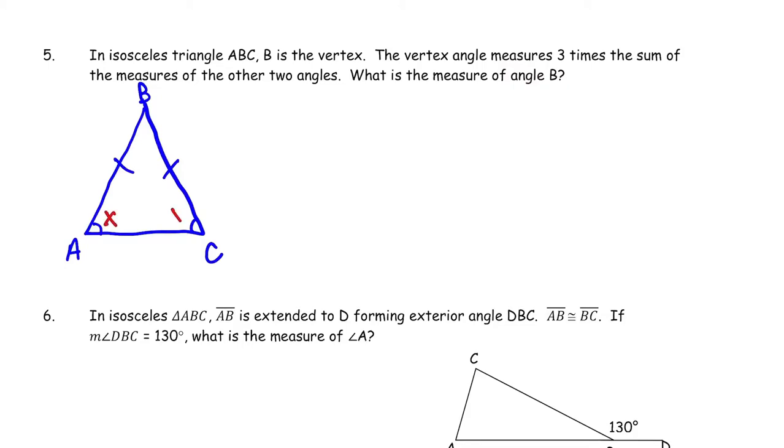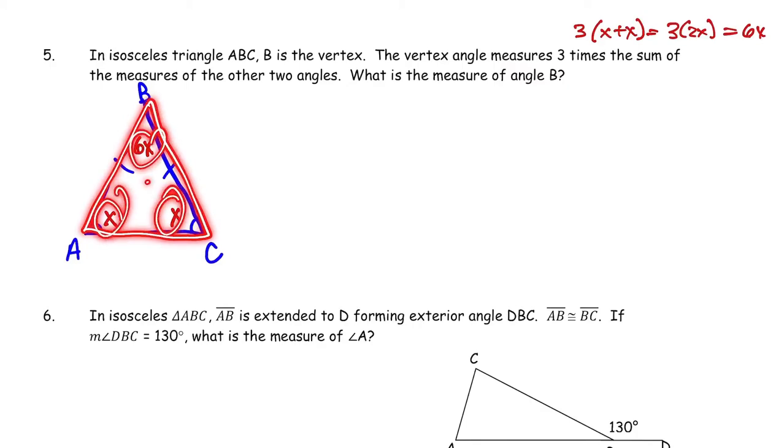I'll do this in a different color. And then 3 times the sum. So that's 3 times x plus x, which is 3 times 2x, which is 6x. So this vertex angle ends up being 6x. Okay, well now I need an equation. The three angles of a triangle add to 180. So here we go. We've seen this over and over again. Going to see it over and over again.